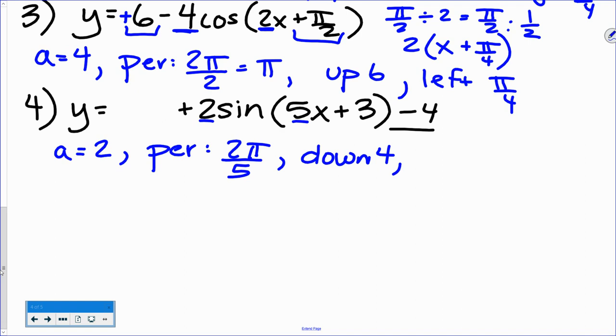All right, then my phase shift happens inside my parentheses here. Once again, I must factor the b out. So then I'm dividing each by 5. So then my phase shift is left 3/5. So it's possible you won't have pi in there. Okay? All right. So that's just kind of the little details.